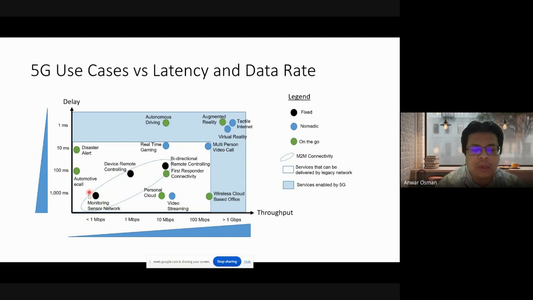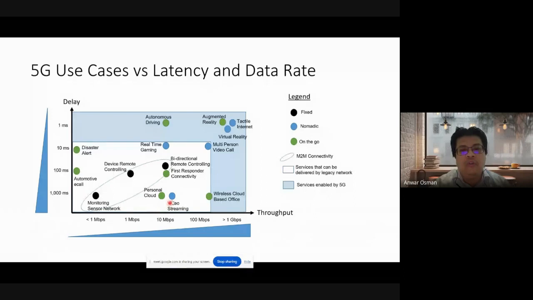But if you want to go for the autonomous vehicle, or the capability of a vehicle to call for emergency, which is called automotive eCall, you need low latency. You don't need throughput because it just sends the signal. Disaster alerts, right? Earthquake, tsunami. Because you want a fast response, but your throughput is low, right? Just send a message. Then we go to video streaming.